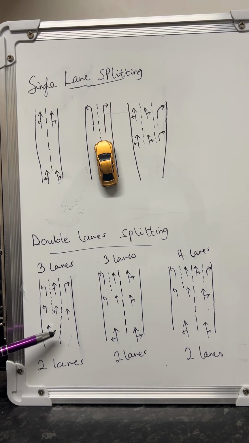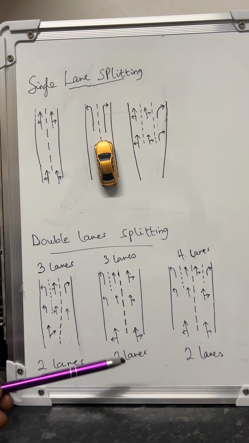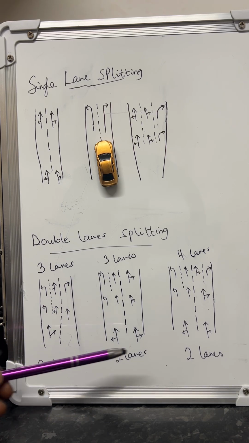And if you want to switch lanes, then use mirrors and switch to this lane. Otherwise, if you are already on this lane, then you just continue and then go on the right and anything around the roundabout. If 2 lanes are going to split into 3, there's also another version.